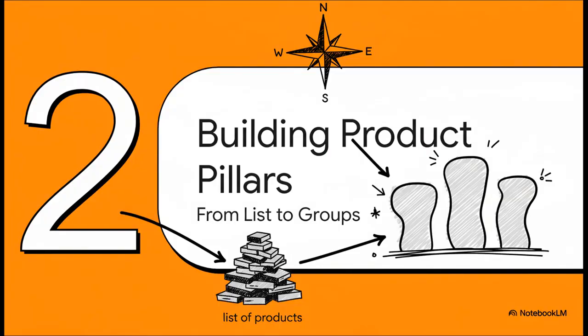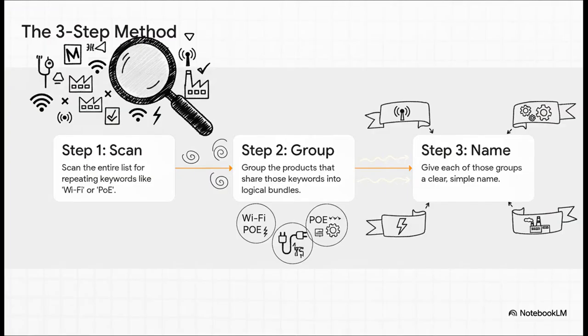All right, so we have our North Star, which is awesome. Now we can finally start to build something. The next step is to take that giant, scary list and start sorting it into logical groups. Think of them like the main pillars that hold up the entire company's story. And the way we do this is actually pretty simple. It's a 3-step process. First, just scan the whole list for keywords that keep popping up. You know, things like Wi-Fi, PoE, industrial. Then you just start grouping the products that have those same keywords together. And last, you give each of those new groups a nice, clear name.